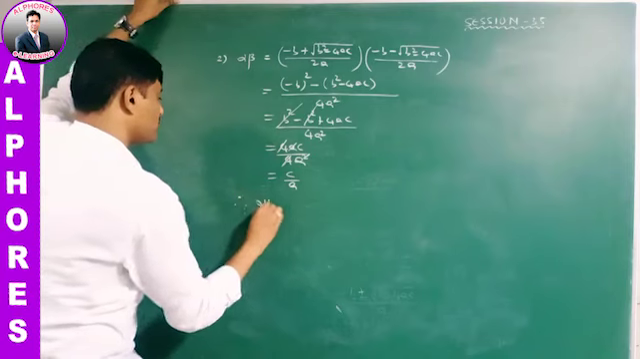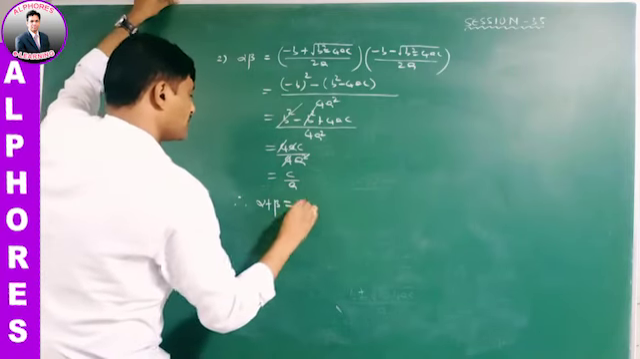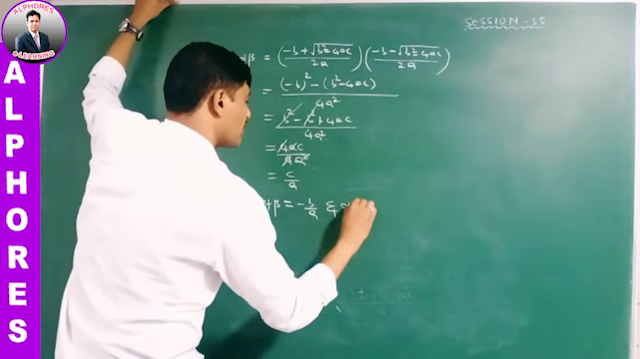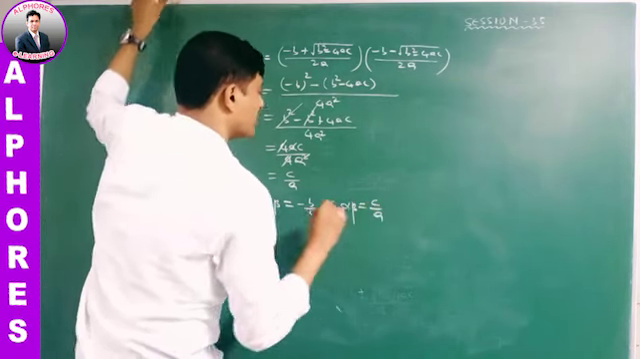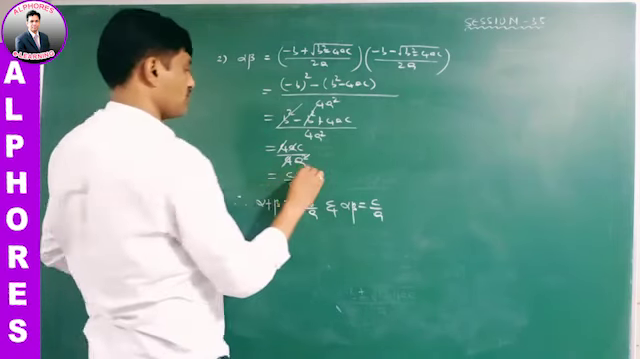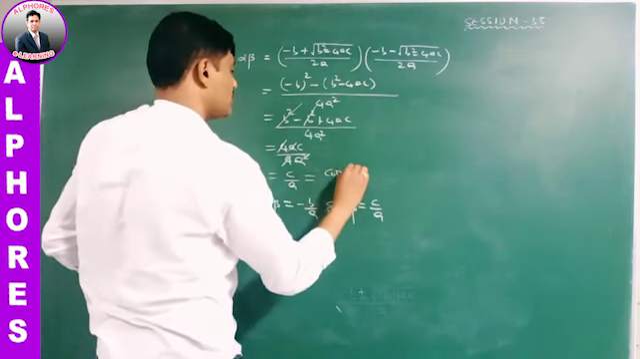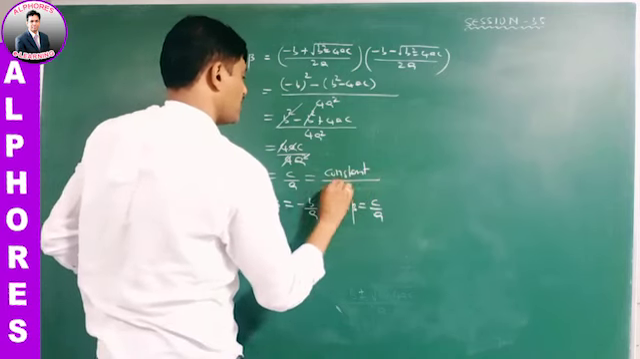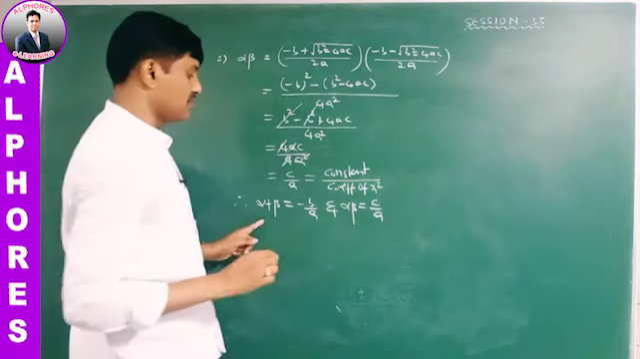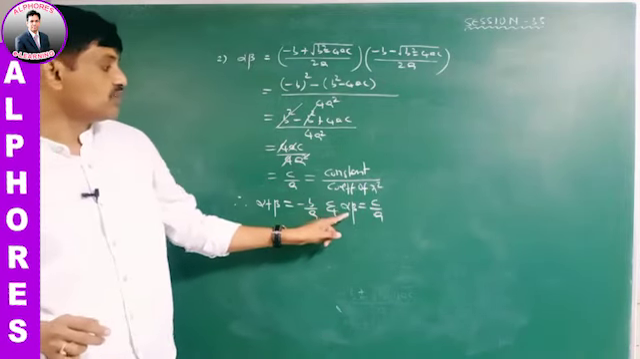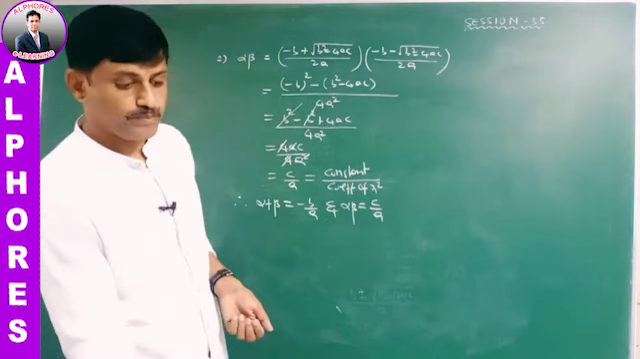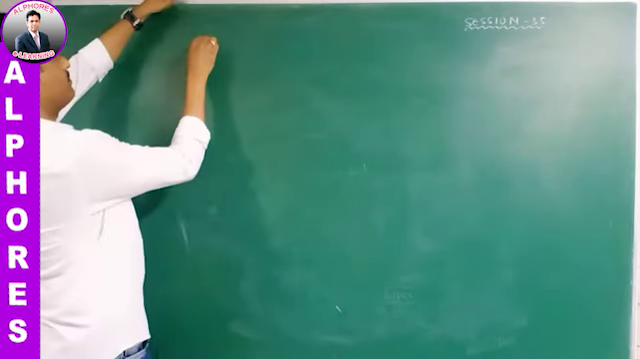Therefore the sum of the roots alpha plus beta is minus b by a, and the product of the roots alpha beta is equal to c by a. C is the constant, divided by the coefficient of x square. Now this is the sum of the roots, and this is the product of the roots, alpha beta is equal to c by a. Okay, next one.